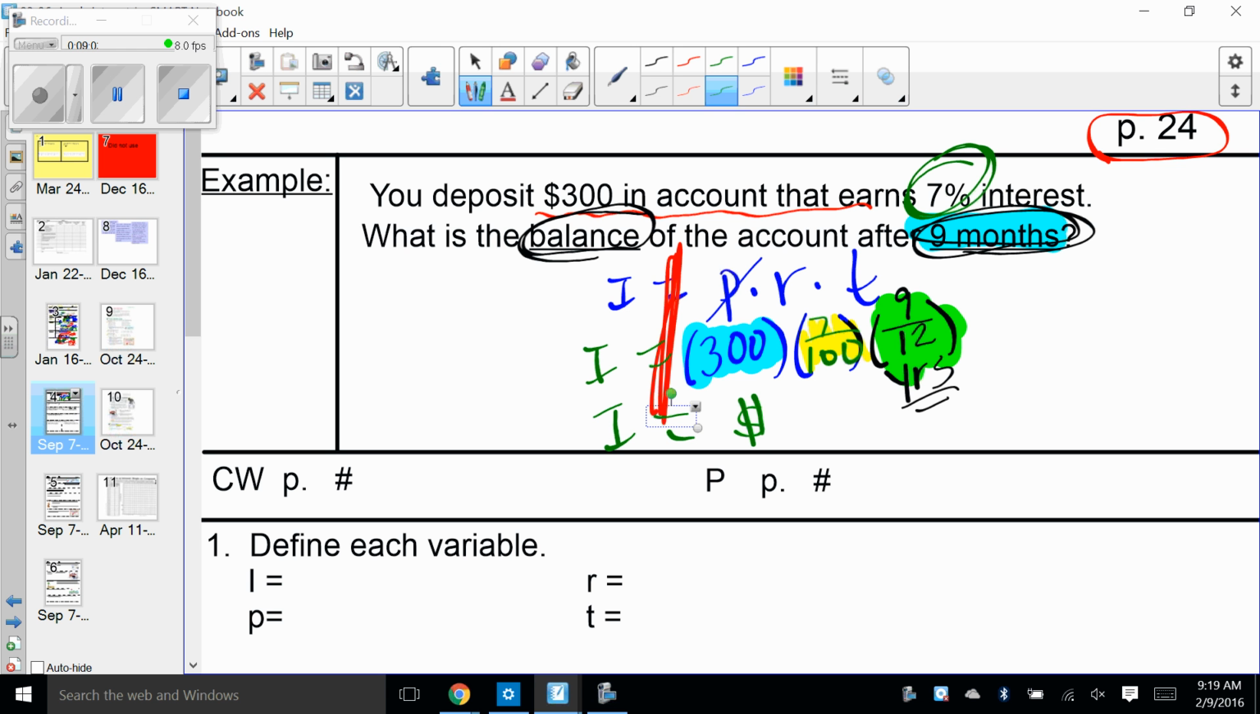The interest that the bank is earning is not a lot of money, and you should be thinking about why it wouldn't be a lot of money. Well, you're only keeping it in the bank for 9 months. You shouldn't earn a lot of money. It's $15.75 is the interest.